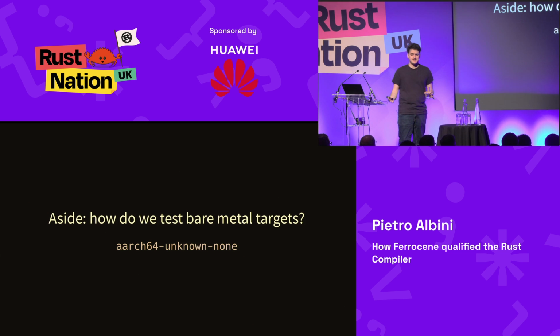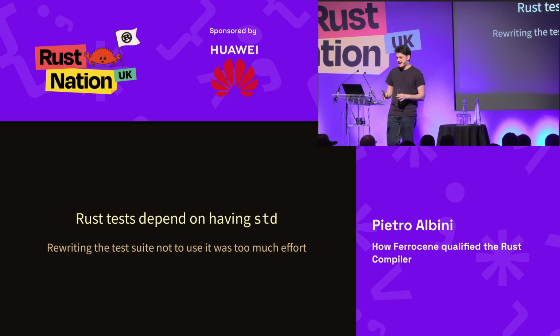But how do you run the tests? Because the Rust test suite actually depends on having the std crate available. It wants an operating system to run. And honestly, it's just not worth trying to change, because the Rust test suite right now is around 20,000 tests, and reverting all of them to run in an embedded system is too much work.